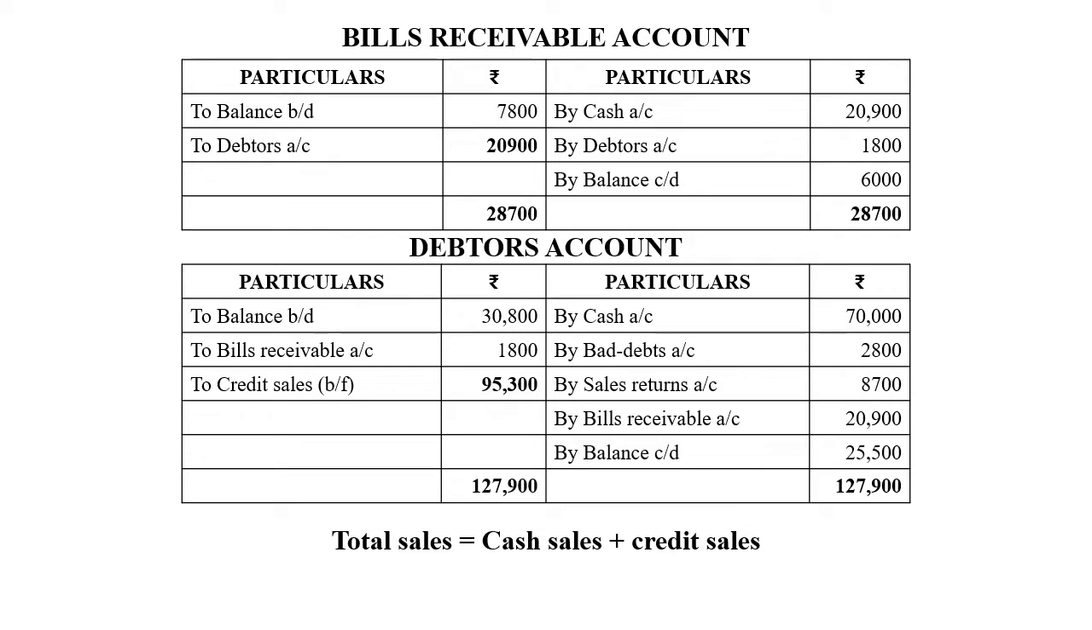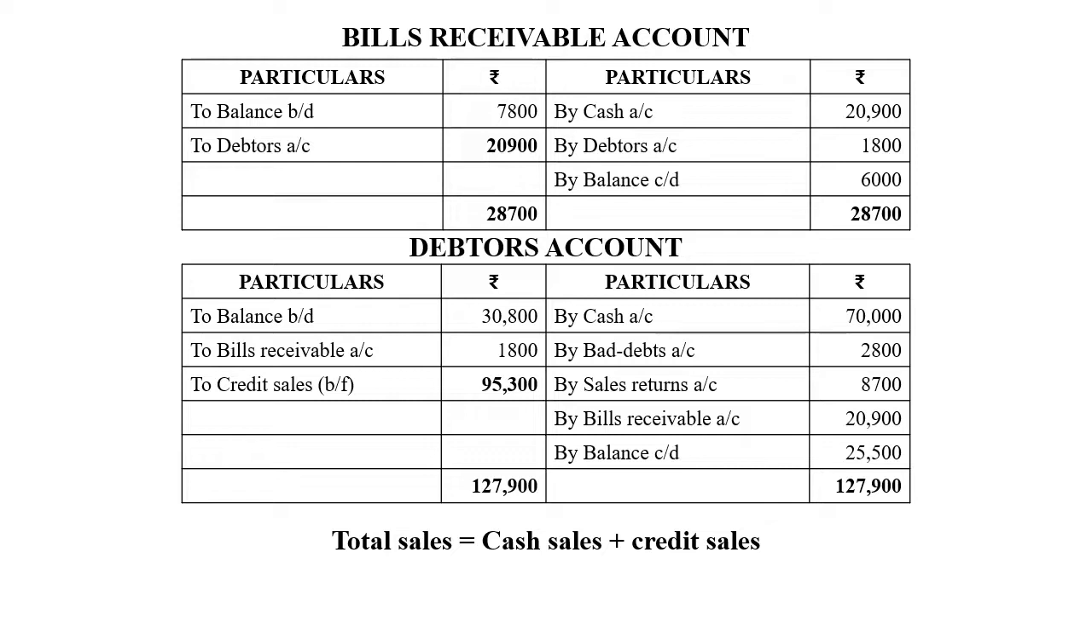Now what is cash sale? The cash sale figure is given in the problem itself. See the last transaction, cash sales during the year, that is 40,900. Now credit sale, we just now found out the balance, that is 95,300. Credit sale we ascertain by preparing the debtors account.